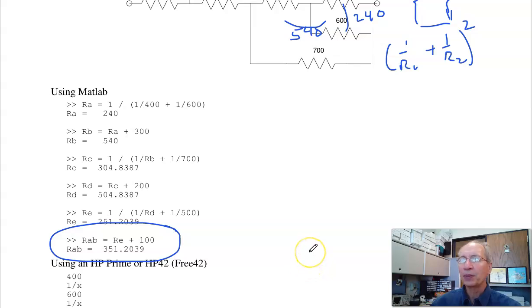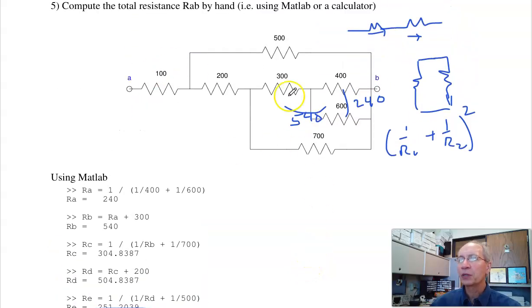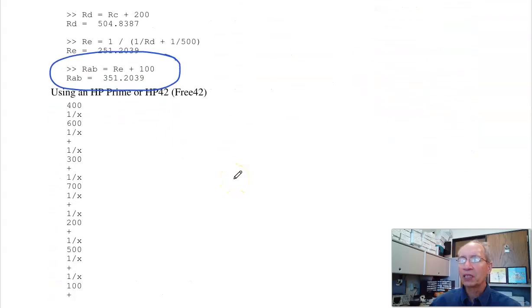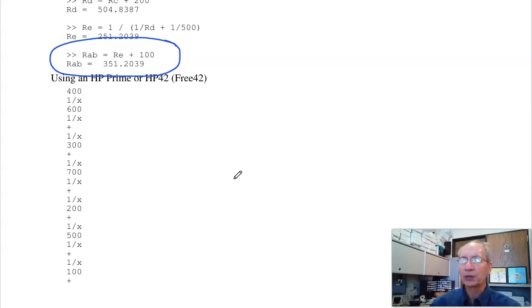You can do this in Matlab. This is typically what you'll see on one of the tests in electronics, or in Circuits 1. You need a calculator that can do this. One calculator I highly recommend is the SP25 or RPN calculators. With an RPN calculator, it's actually pretty easy, pretty straightforward.